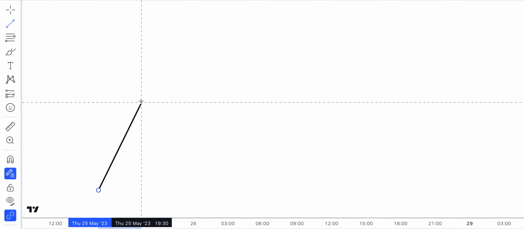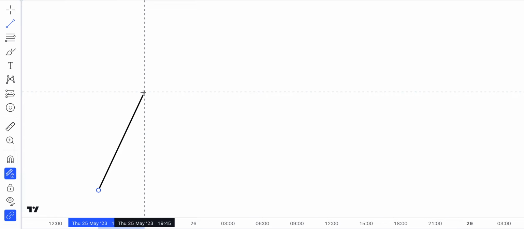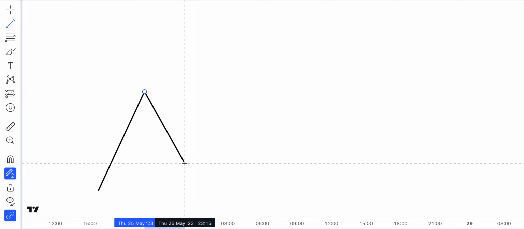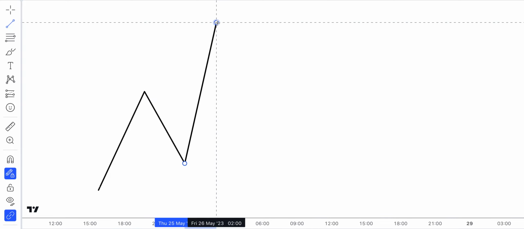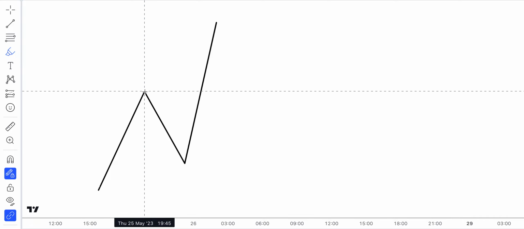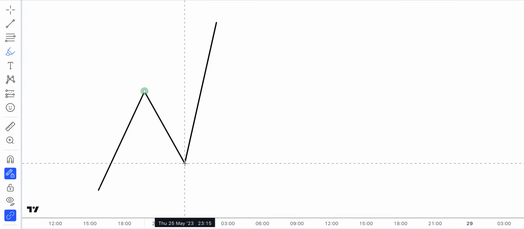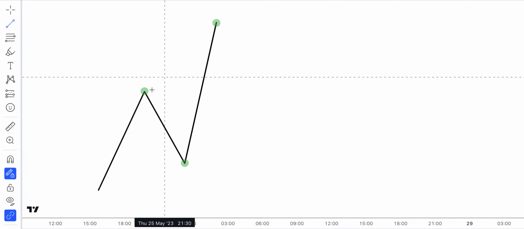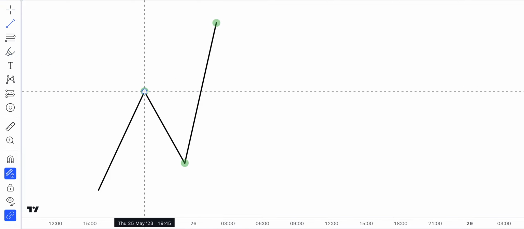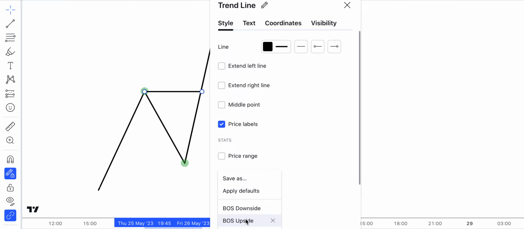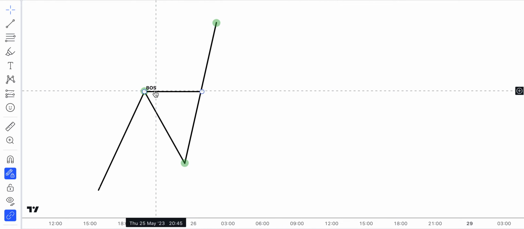Okay, we want to see a high in the market followed by a higher low, followed by a strong break to the upside. Okay, so in terms of raw market structure, we have a high, followed by a higher low, followed by a higher high. Okay, this strong move up has broke structure to the upside, and we can mark this on as a BOS.